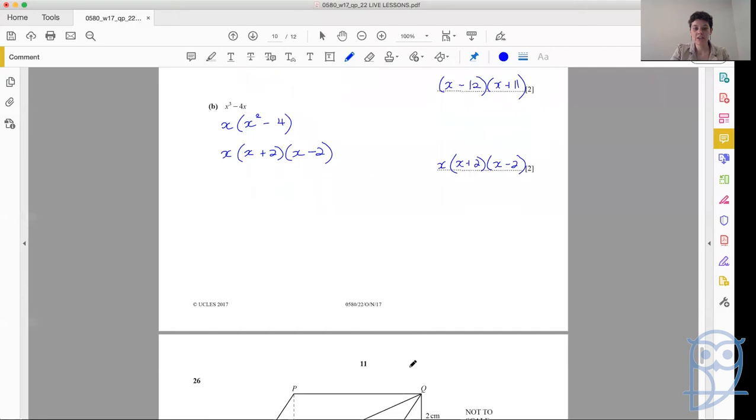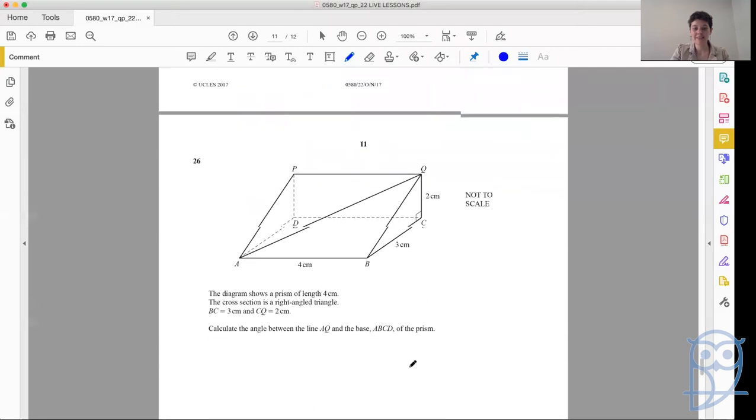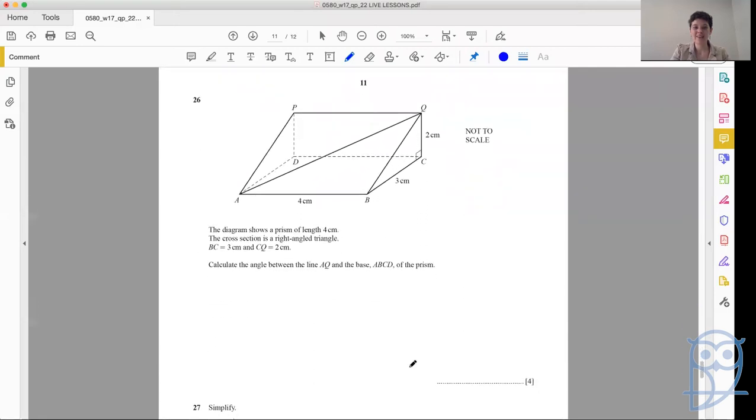So question 26, working in 3D. Brilliant. What do we got? We got a diagram showing a prism of length 4 centimeters. Cross section is a right angle triangle. BC equals 3 and CQ equals 2. Calculate the angle between the line AQ and the base ABCD.